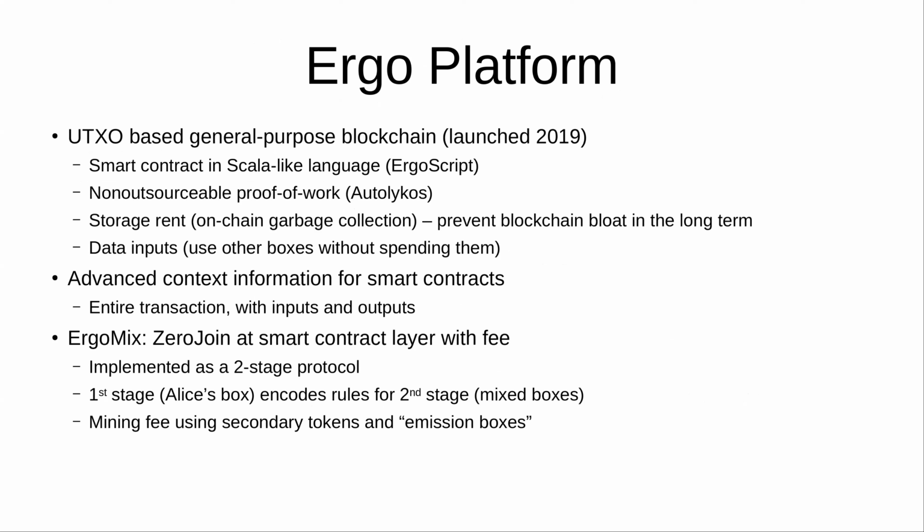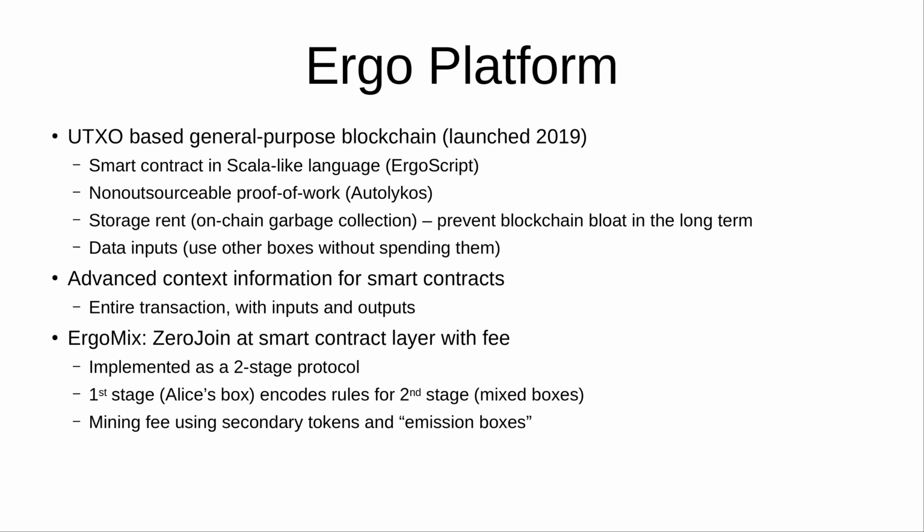So the previous discussion basically showed how to implement the protocol and how to ensure that Bob behaves correctly. But it's free: you can do it either in the protocol layer or in the smart contract layer. So Ergo is an interesting platform that we chose for this. It's a UTXO-based general purpose blockchain, launched in 2019, around the same time Ergo ZeroJoin was developed. It enables smart contracts in a Scala-like high-level language called Ergo script.